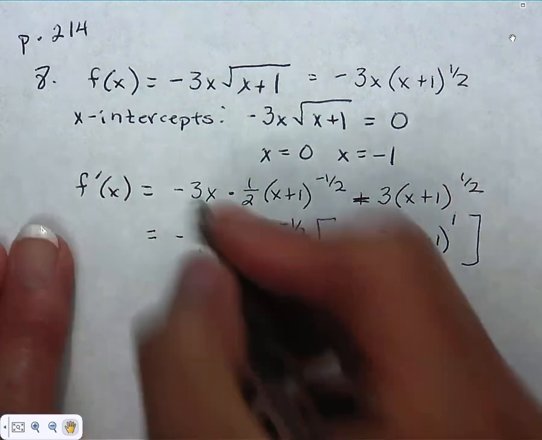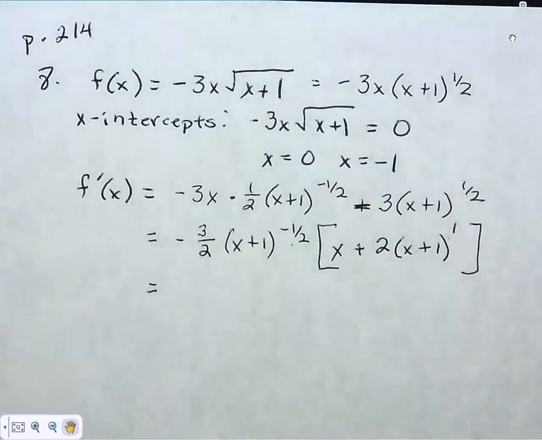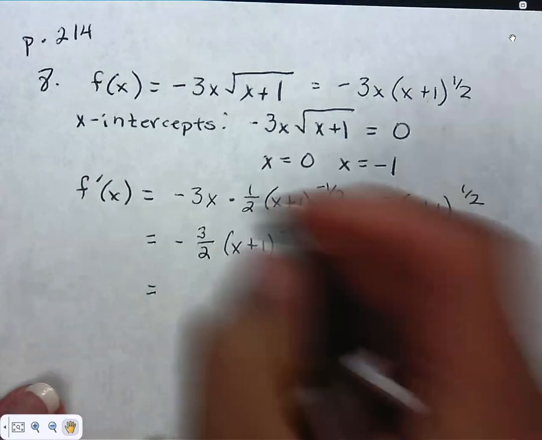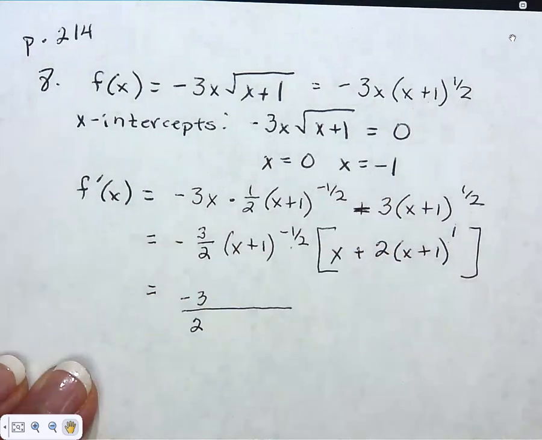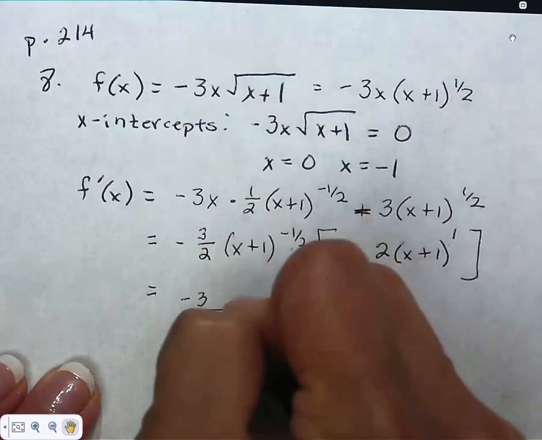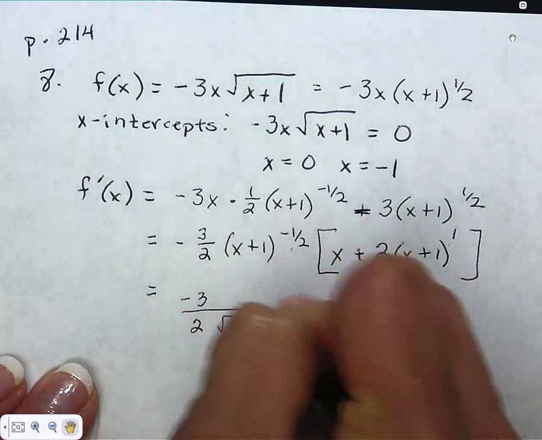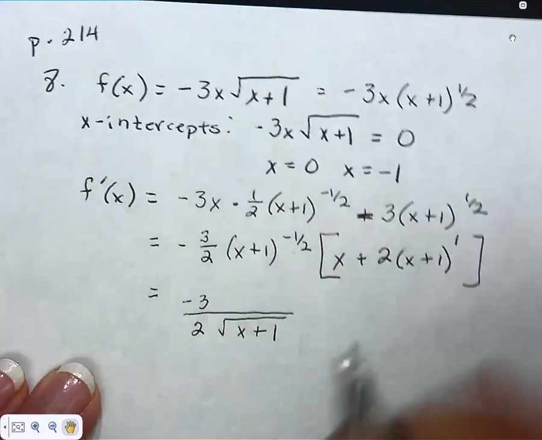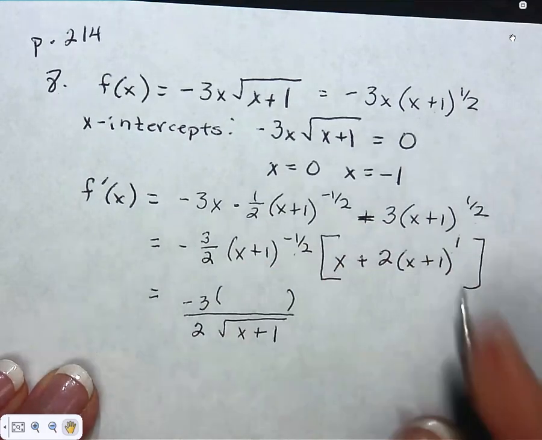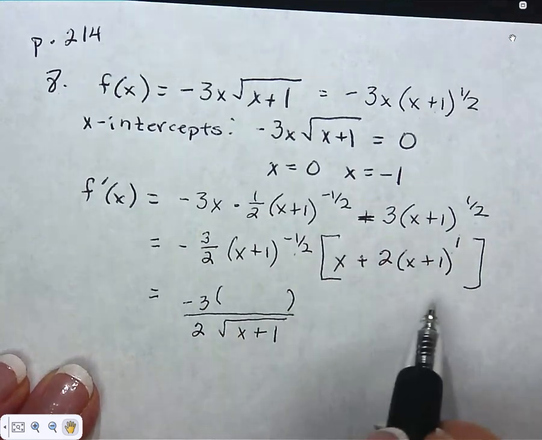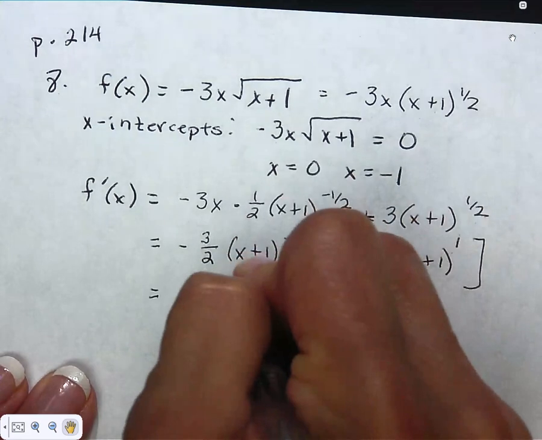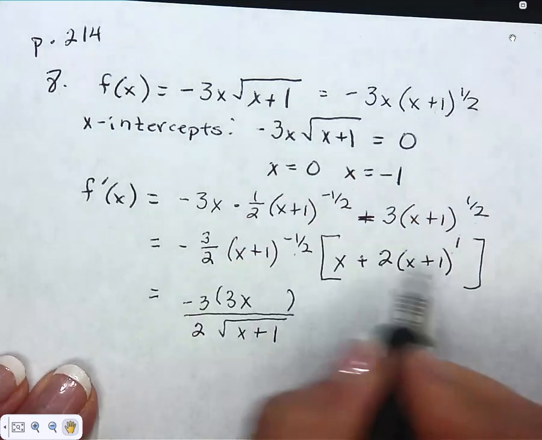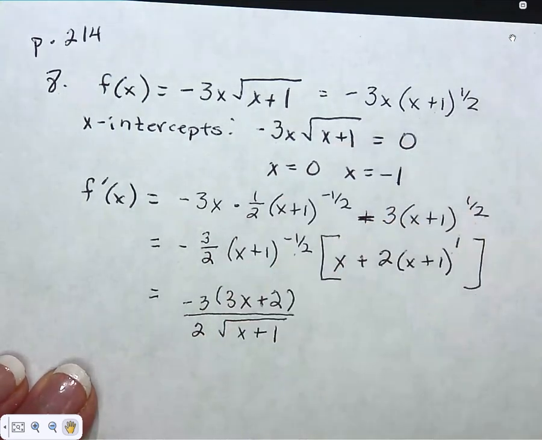So when I write that as a single fraction, factored as completely as possible, I'm going to have -3 in the numerator, 2 in the denominator, square root of x plus 1 in the denominator, and then in the numerator, I'll have whatever inside brackets cleans up to be. That would be 2x plus 1x is 3x, and then 2 times 1 is 2.